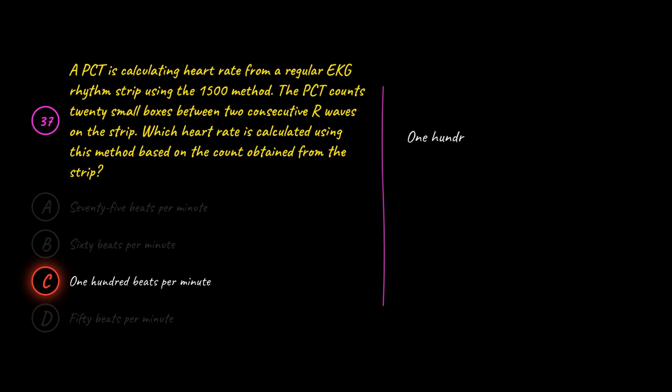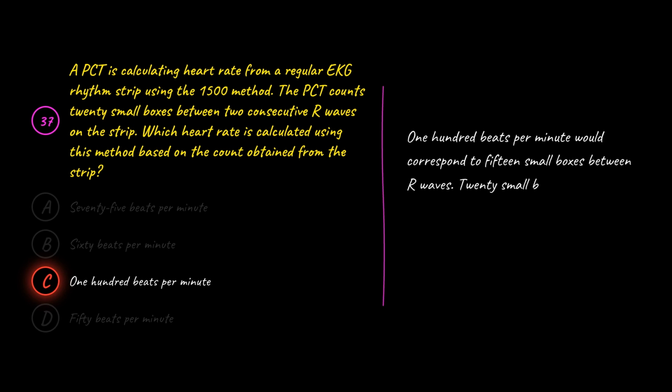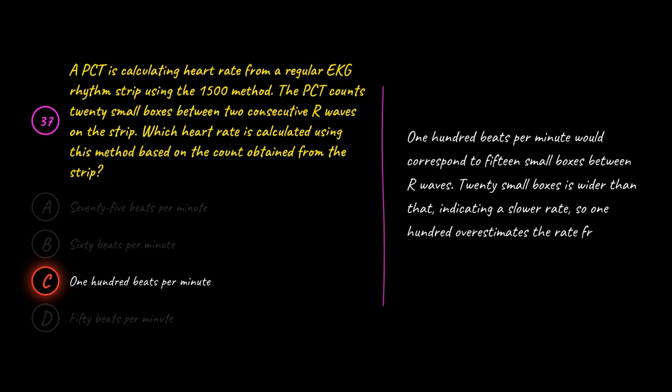C is wrong because 100 beats per minute would correspond to 15 small boxes between R waves. 20 small boxes is wider than that, indicating a slower rate. So 100 overestimates the rate from the count provided.